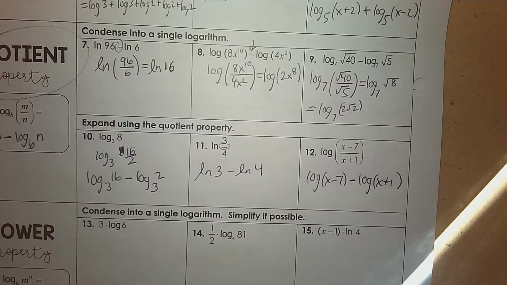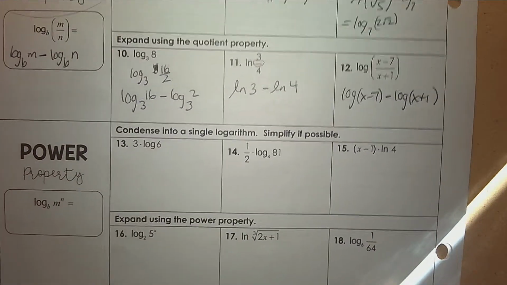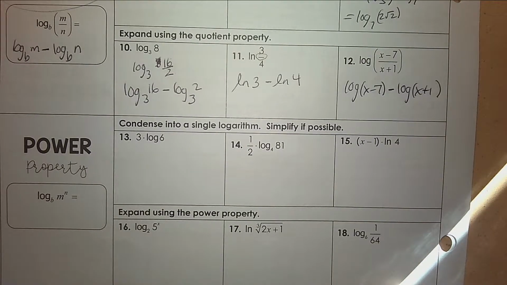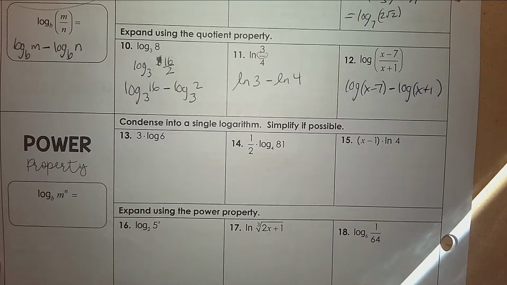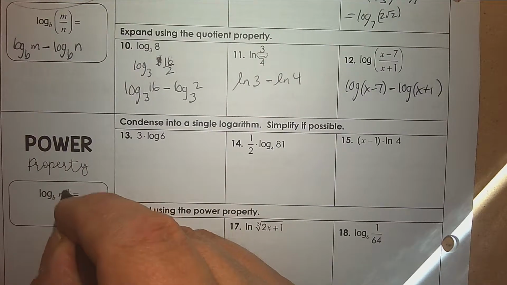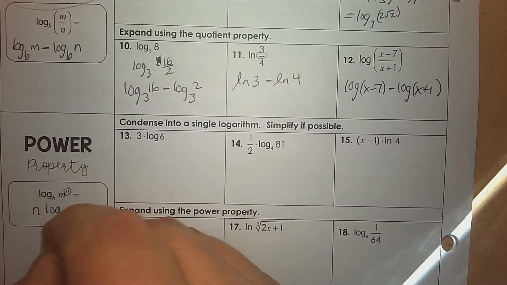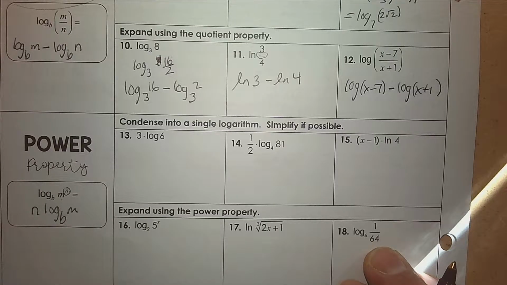Alright, next property is called the power property. You remember when one exponent is raised to another one? What do you do with those 2 exponents? Multiply it. So when you have 1 raised to another, you are going to multiply in front of the logarithm. So therefore the exponent inside the logarithm is written as a product in front. You multiply in front.